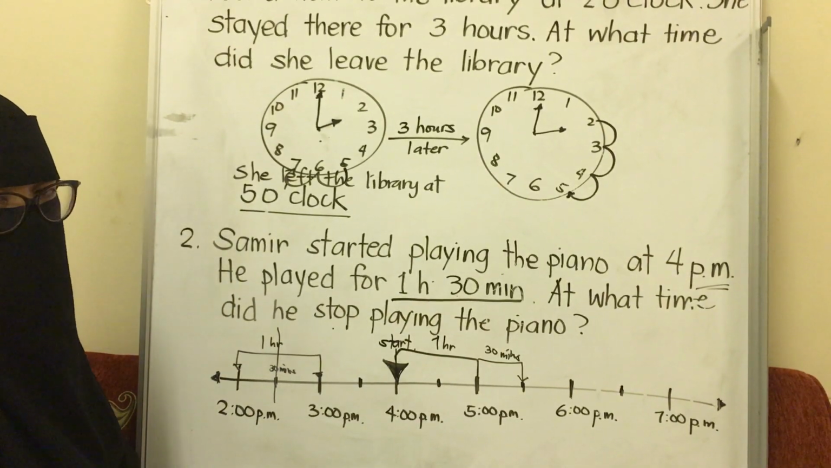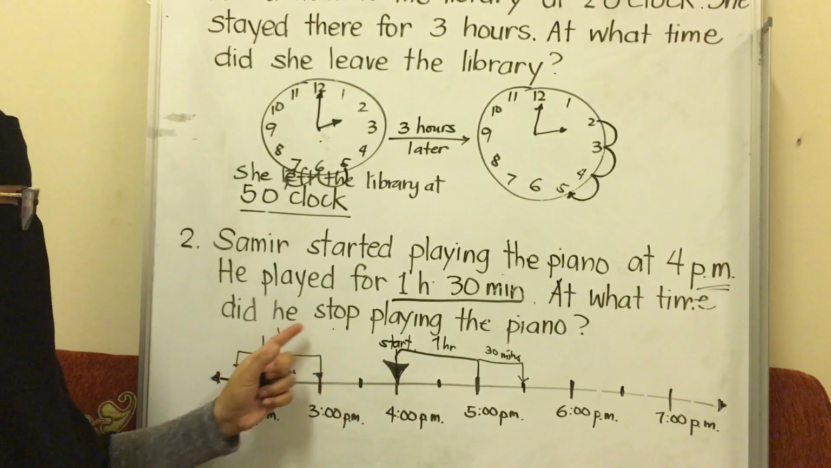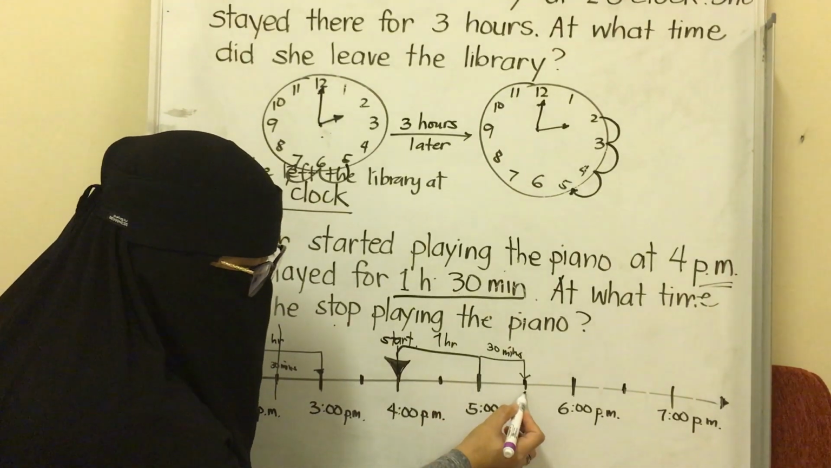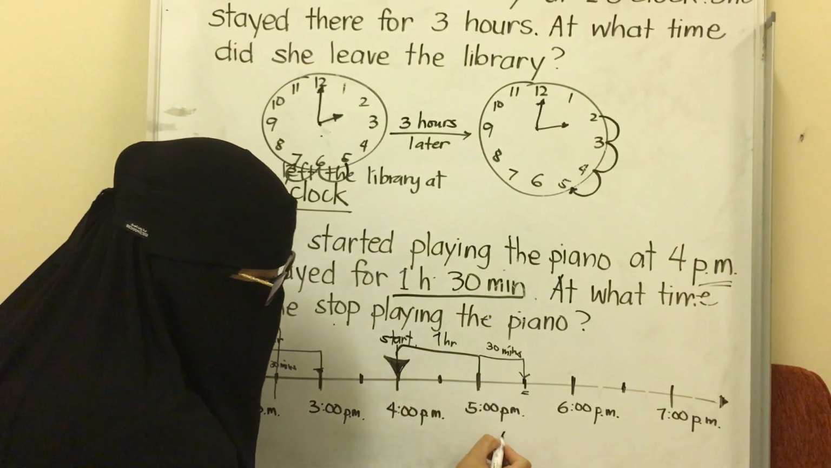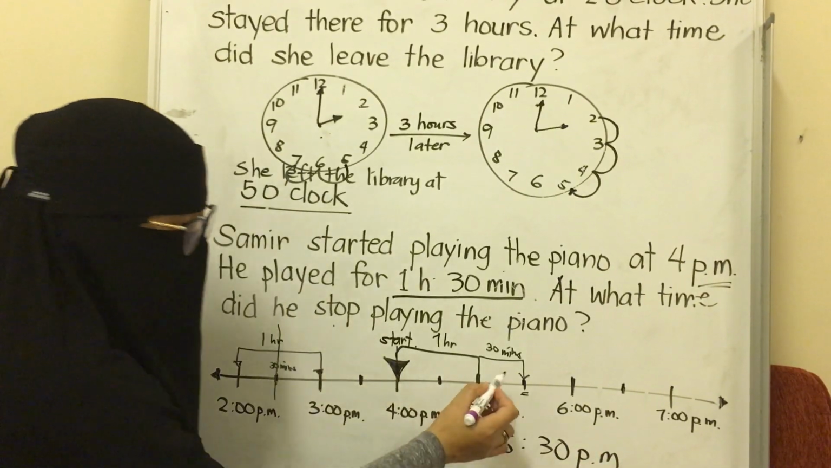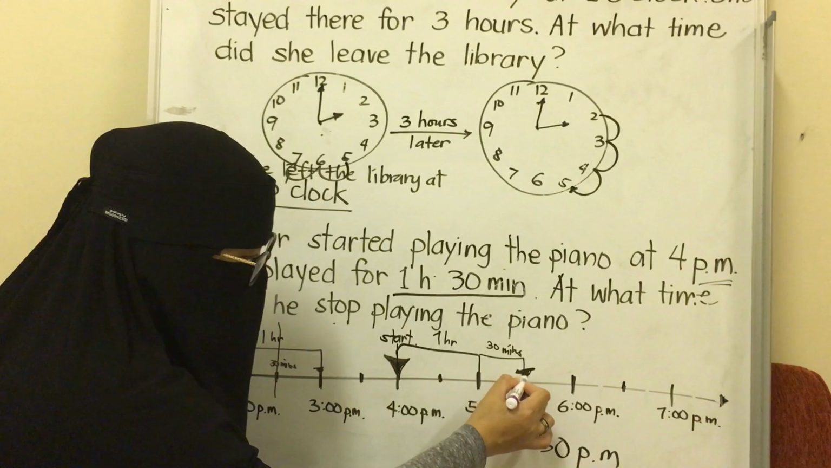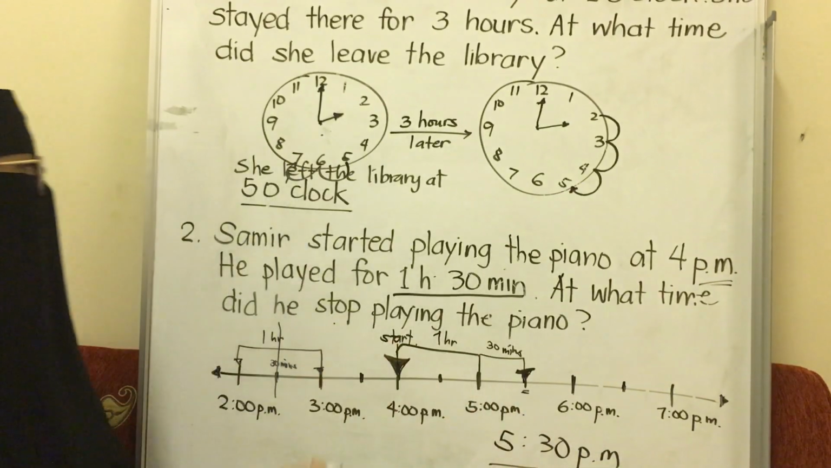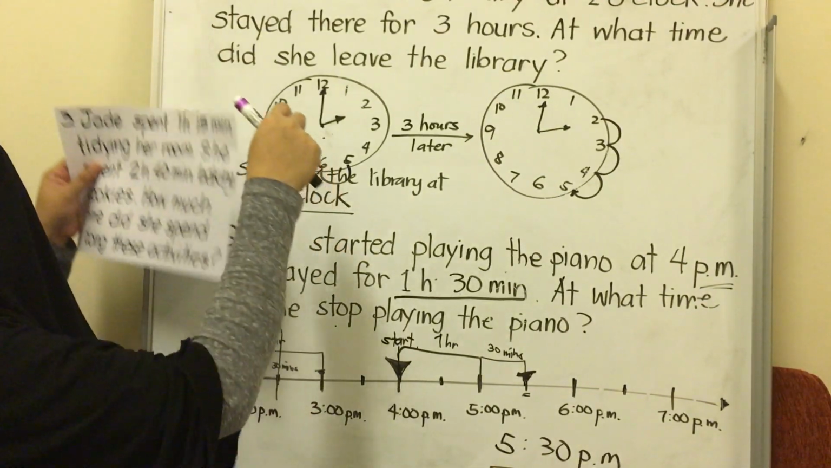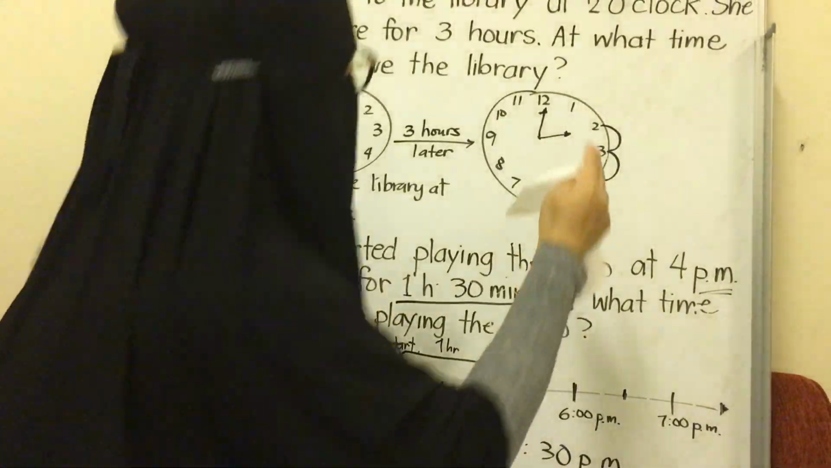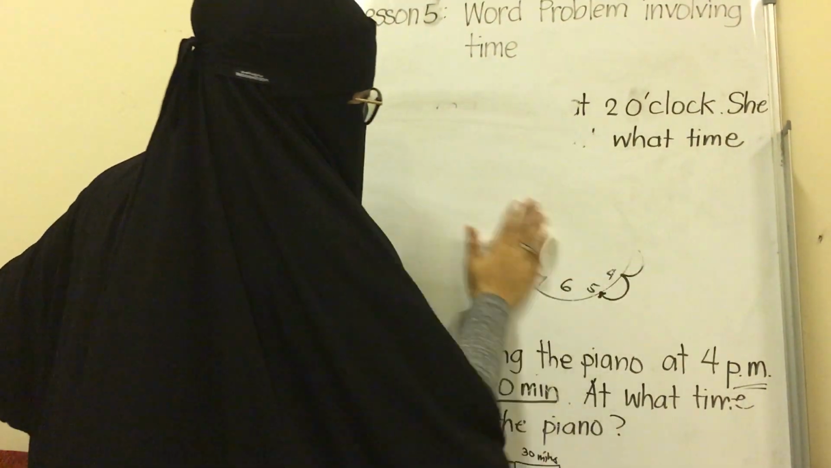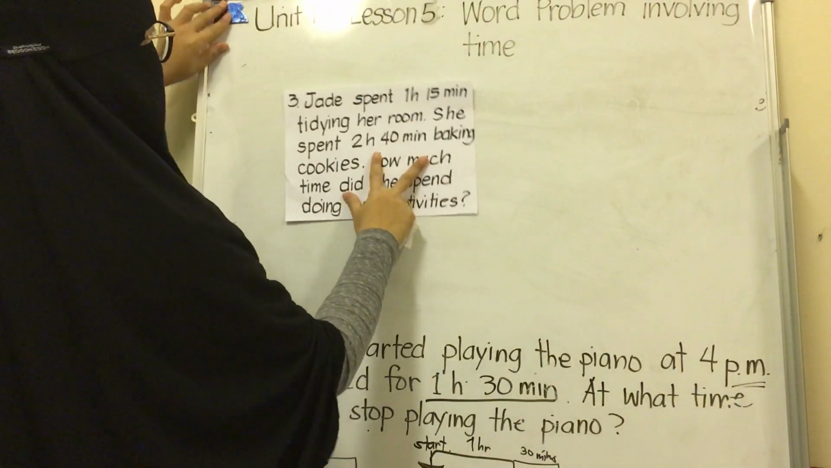So the answer will be, what time will he stop playing the piano? It will be 5:30 p.m. This is the time that Samir will stop playing the piano. Okay? So let's have another example. The third example. I will erase this. Okay, so let's have the third one.